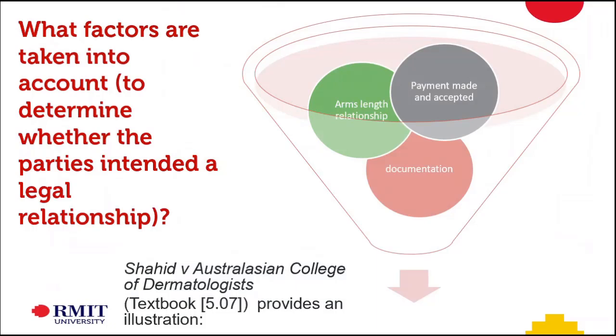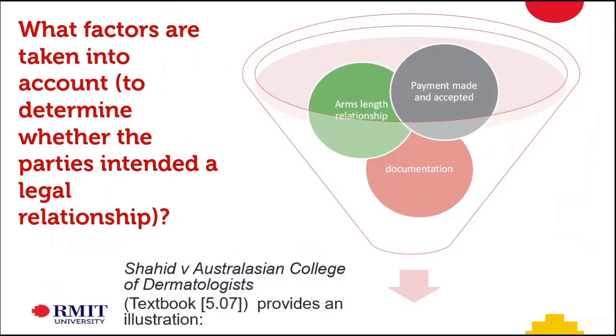Shahid and the Australasian College of Dermatologists is one of my favourite cases as well. It's a really good outline of the things that the court will take into account in determining whether intention can be found or not. And so it creates a good test for you. So it looks at, is there documentation? Is there an arm's length relationship? And were there payments made in particular? What was the nature of the relationship?